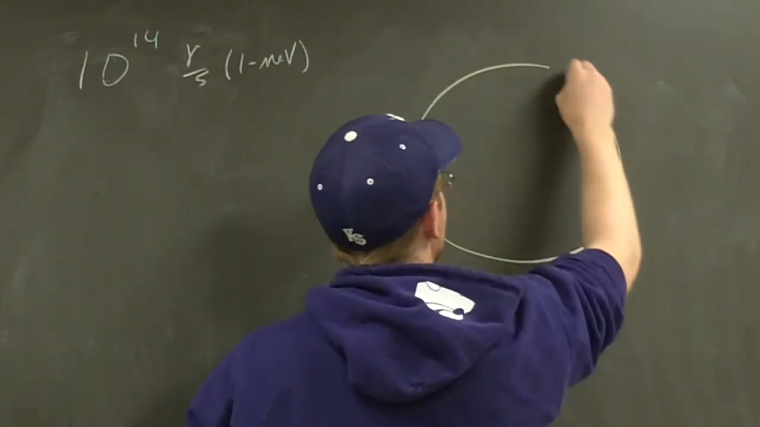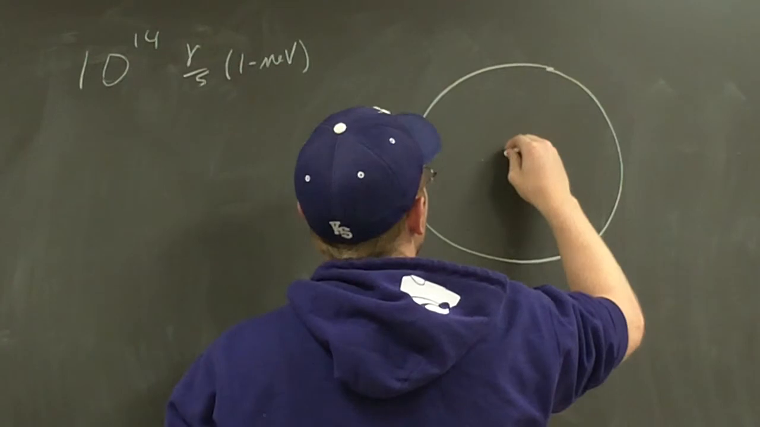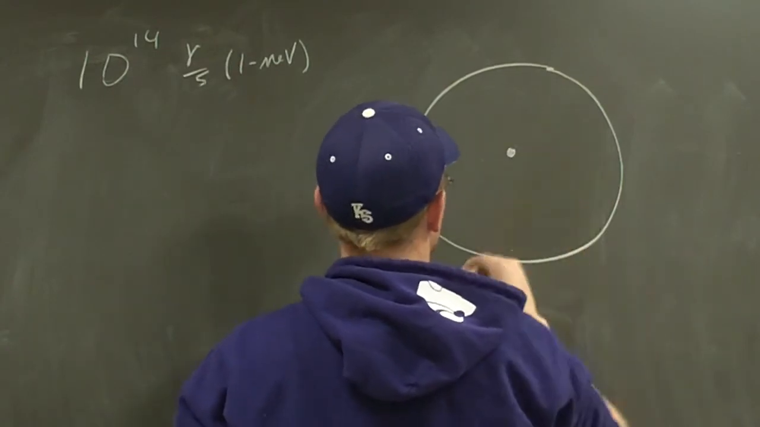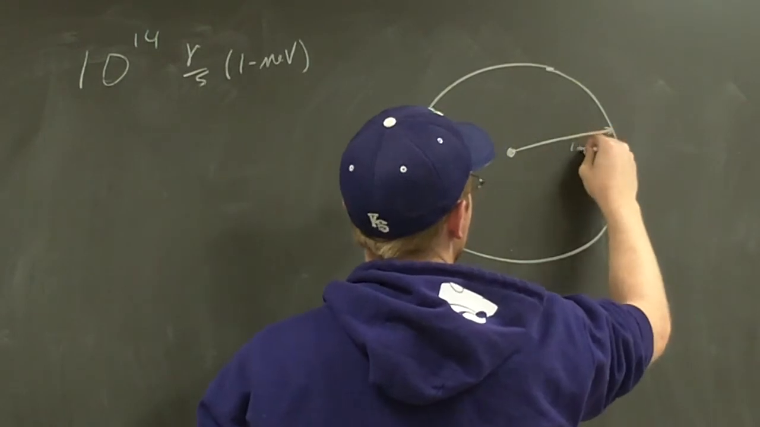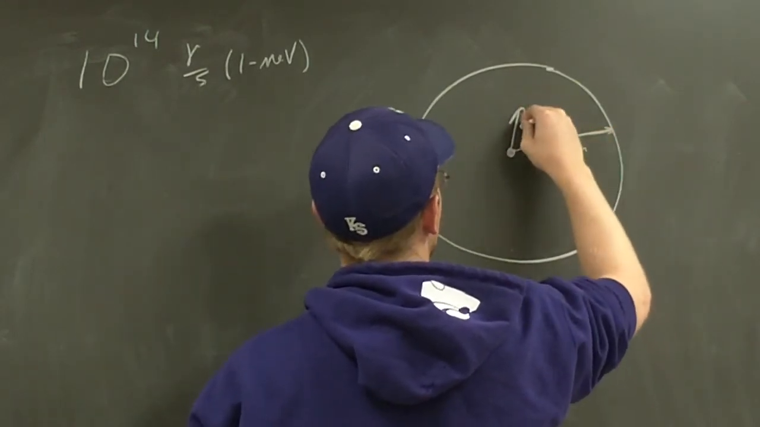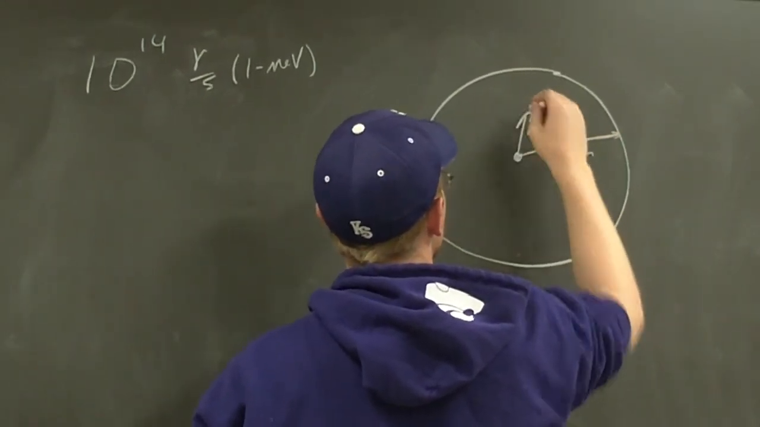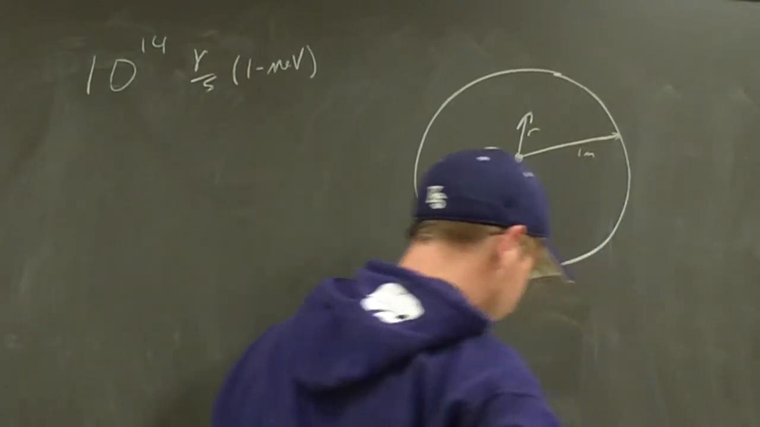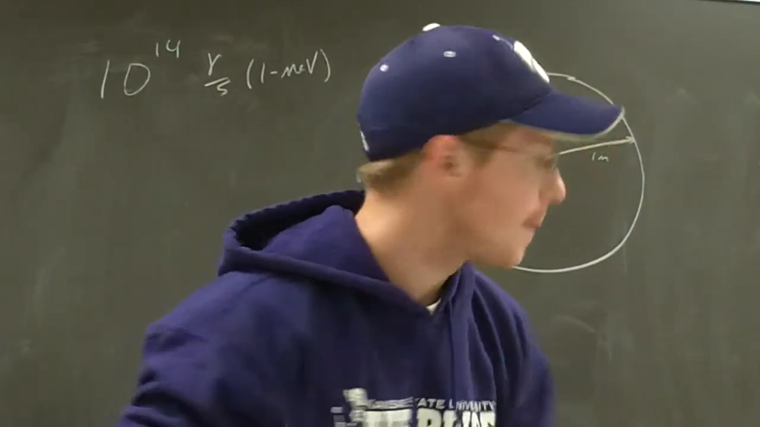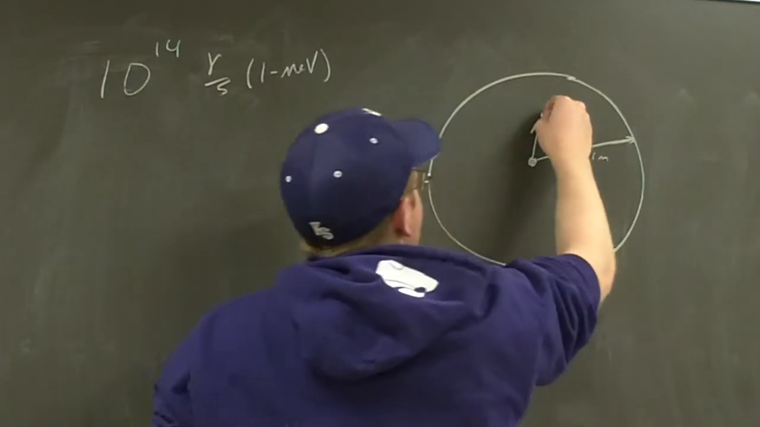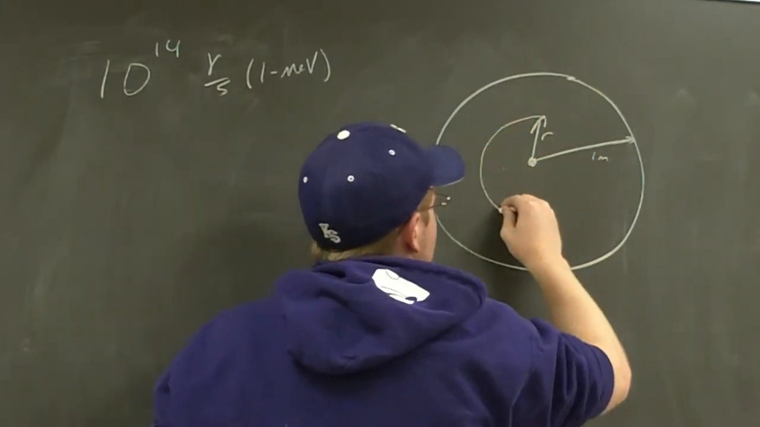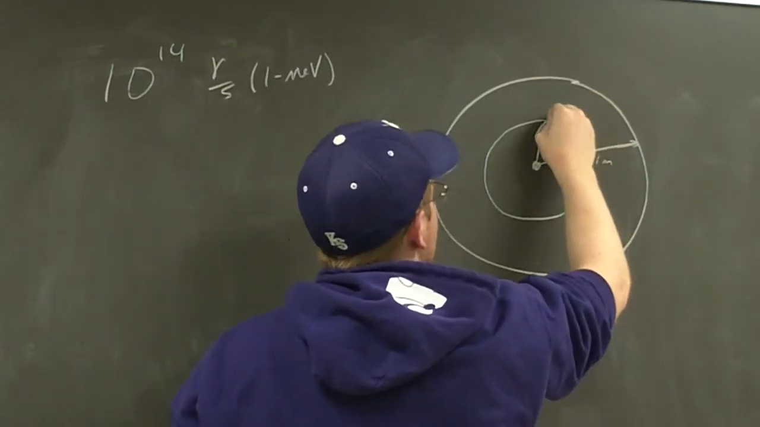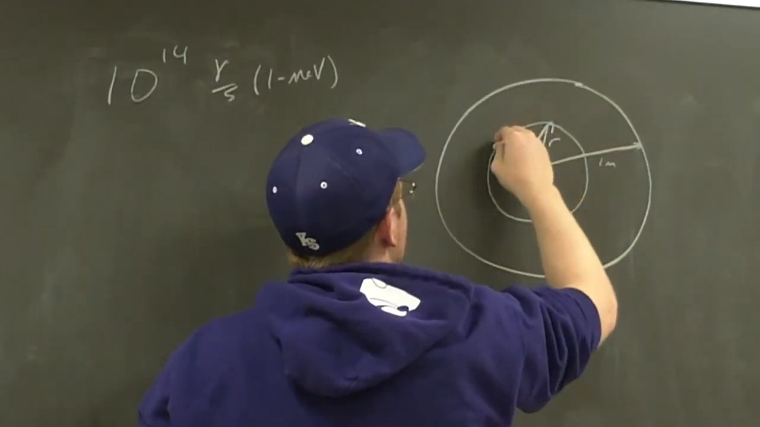I'm not going to draw the other lines on here. But this is 1 meter. Let's just say that this is R out to some distance. So we need to find all these different values. We have to break this up into small pieces because there's source all the way through here.